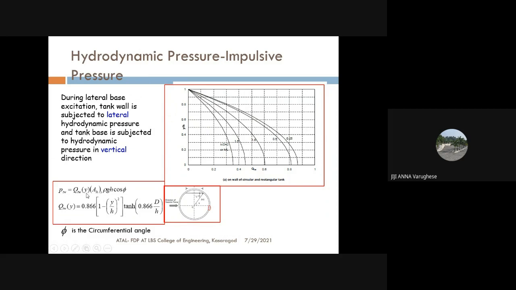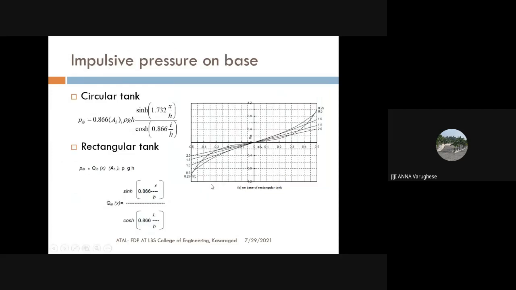And to show the variation with respect to height, we take the origin at the bottom of the base slab, and we can calculate the values of QYW from the chart given for the circular tank as well as for the rectangular water tank. So for each and every point on the side wall, we can find out what is the impulsive pressure acting on the wall. Similarly, this figure represents the first mode shape of the sloshing, and for impulsive pressure, charts are given. You can find out what is the impulsive pressure acting on the base slab for the circular tank as well as the rectangular water tank.